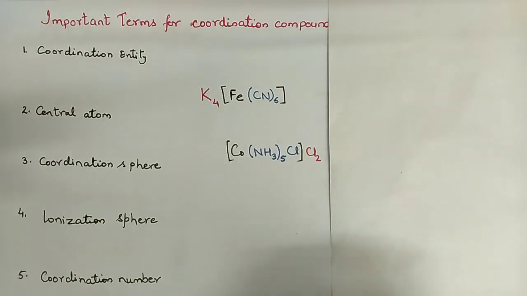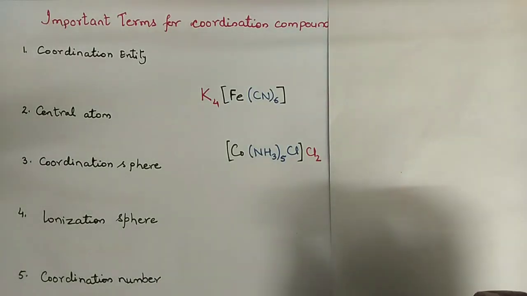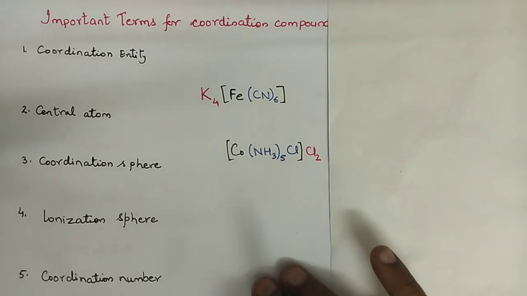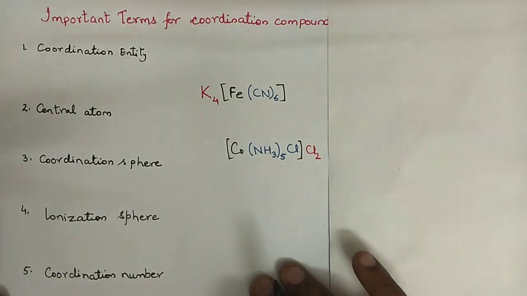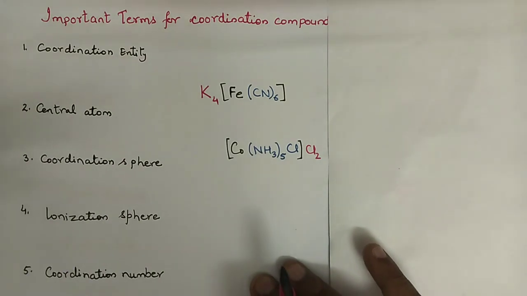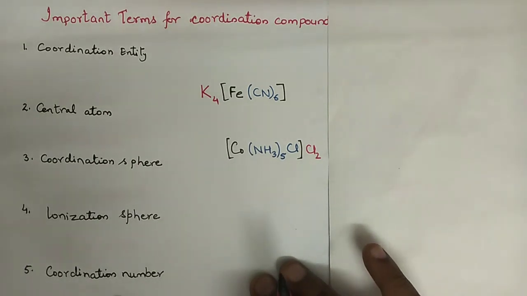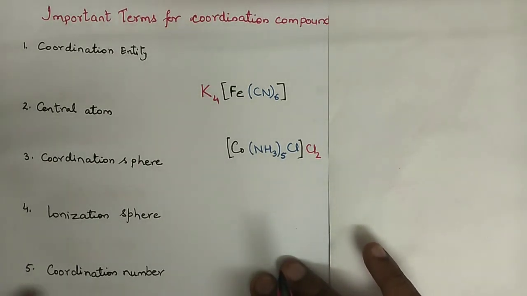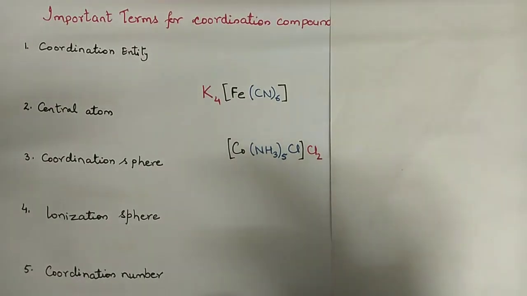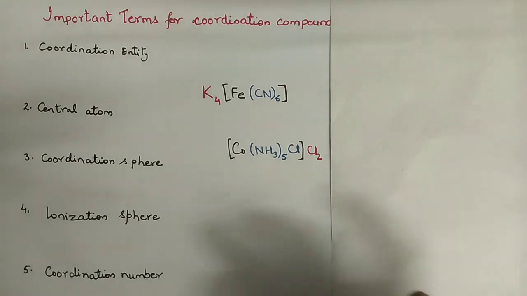Let us now learn some of the important terms related to coordination compounds. The first term is the coordination entity. A coordination entity constitutes the central metal ion or atom bonded to a fixed number of ions or molecules. Now the first question is: what is the central atom?